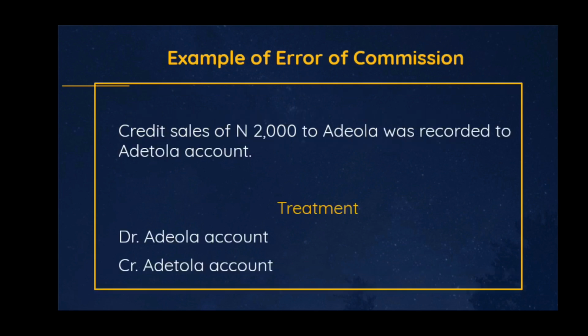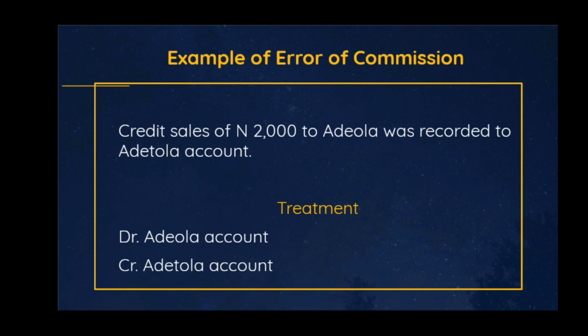Credit sales of 2,000 naira to Adeola was recorded to Adetola account. Adeola is the one owing us, but we mistakenly entered it into the Adetola account. How are we going to correct this? The correction is that we are going to remove the money from Adetola account because he is not the debtor, and enter it in the right person's account, which is Adeola account. That is, we credit Adetola account, then we debit Adeola account with 2,000 naira.